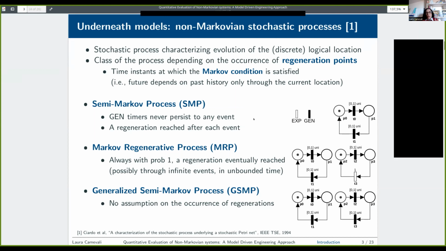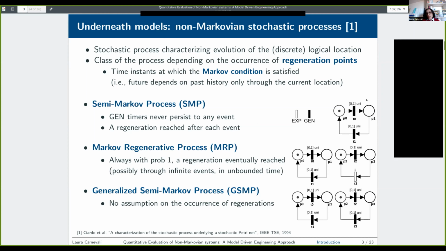So in this case, we have that a regeneration is reached after each event, because after each event, the general timers, the general temporal parameters, are reset. And so in this case, the process is termed a semi-Markov process.